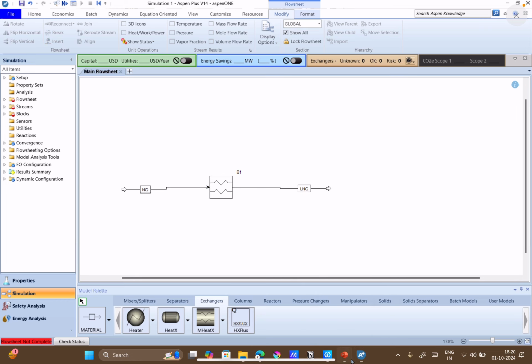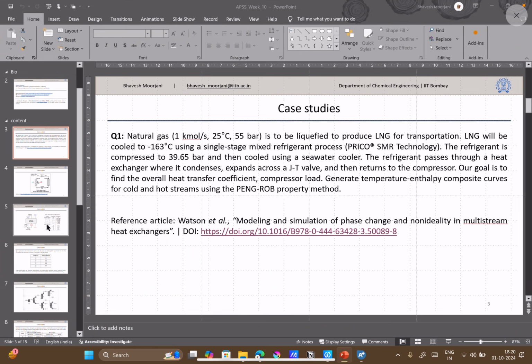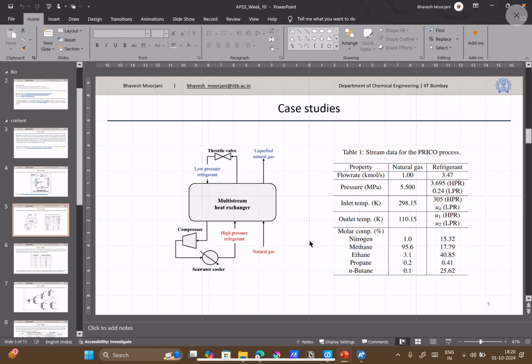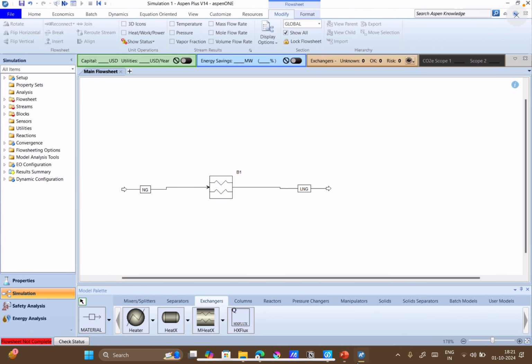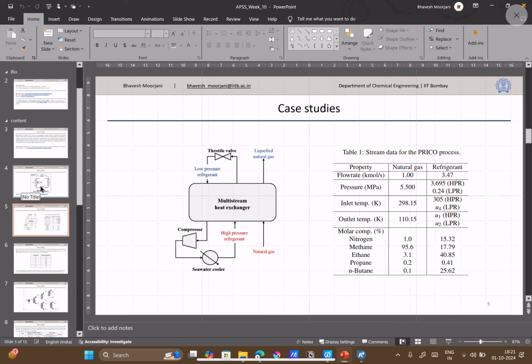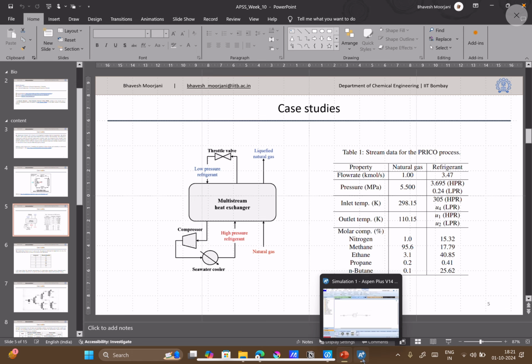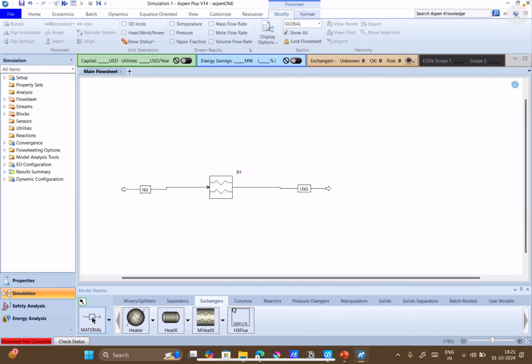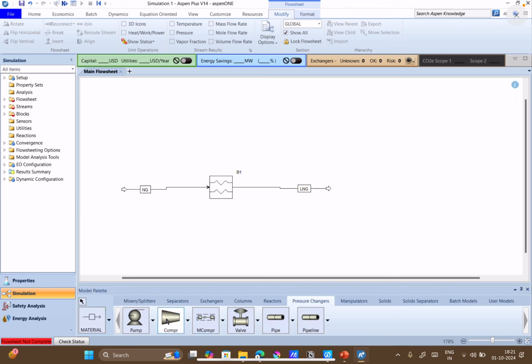Now for our refrigerant cycle, what we have to do: the refrigerant cycle flow diagram will look like something that I will draw. I will include the reference from where I have taken the flow diagram of this MHeatX heat exchanger and refrigerant cycle. Okay, so first let's add the pressure changer, which is a compressor.